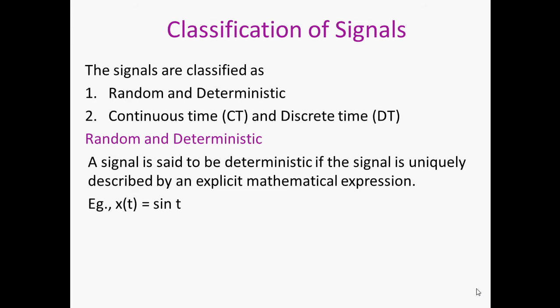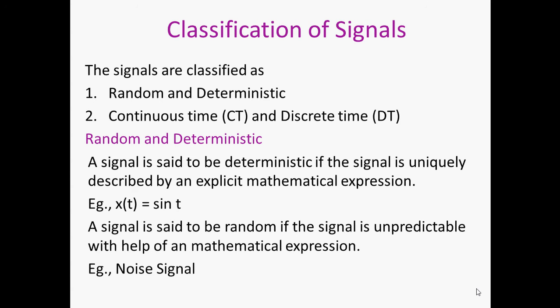Example, x of t equal to sin t. A signal is said to be random if the signal is unpredictable with the help of a mathematical expression. For example, noise signal.